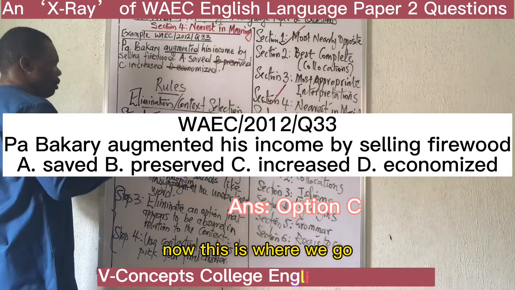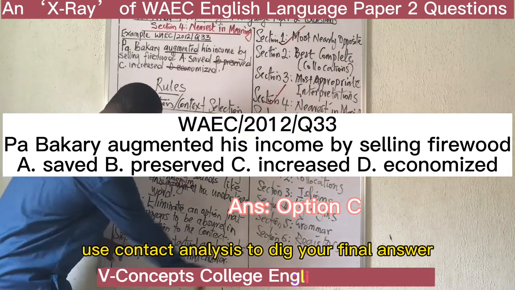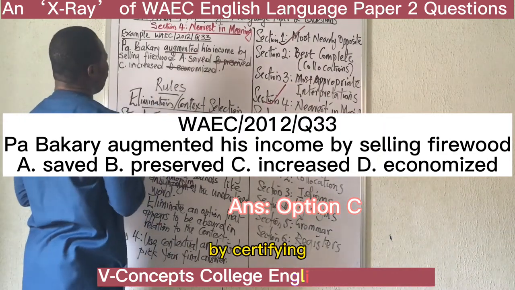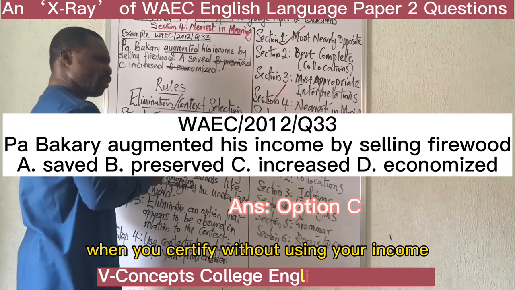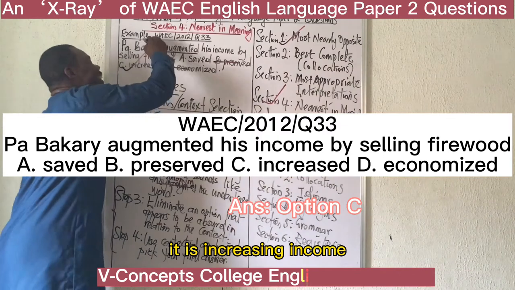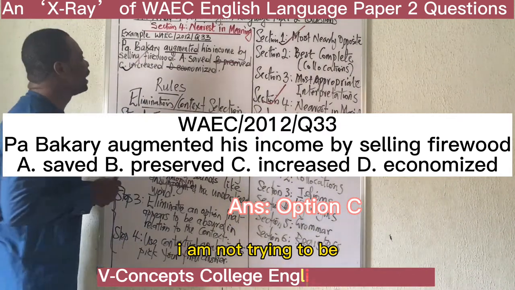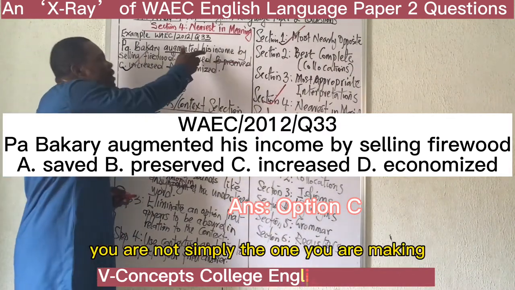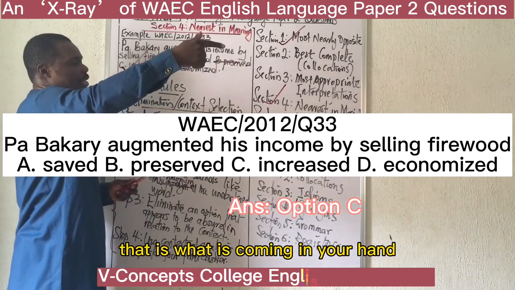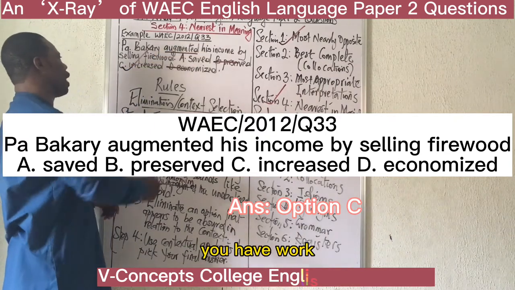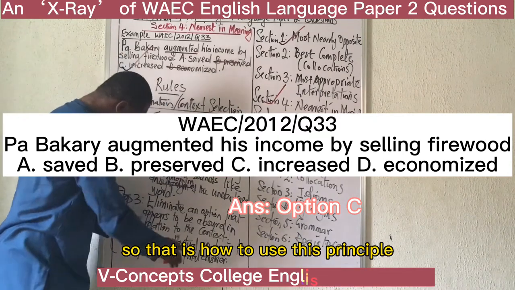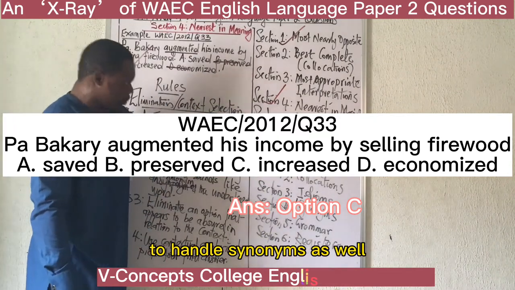Now, this is where we go. Use context analysis to pick your final answer. Save his income, increase his income by selling firewood. When you sell firewood, are you saving your income or increasing your income? Friend, it is increasing income. You are not saving the money you are making, but increasing your income, what is coming into your hand. So at the end of the day, C is the correct answer. That is how to use this principle to handle synonyms as well.